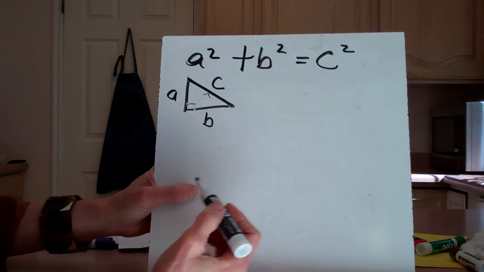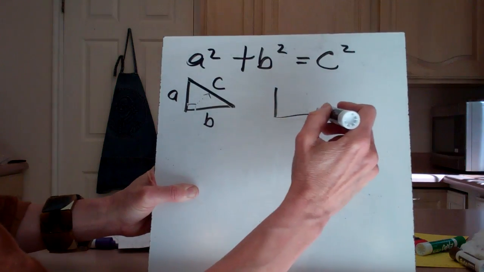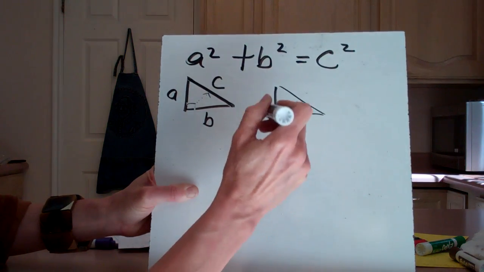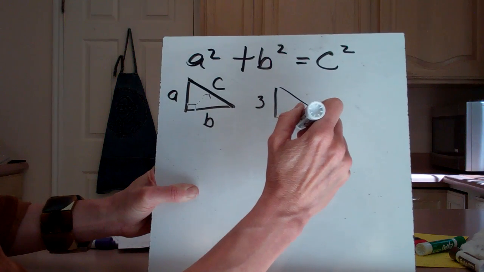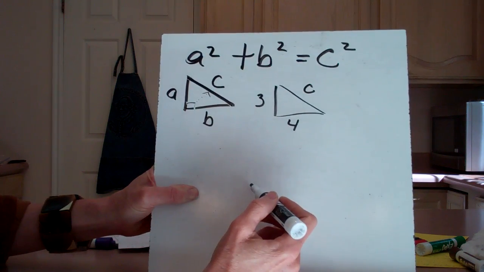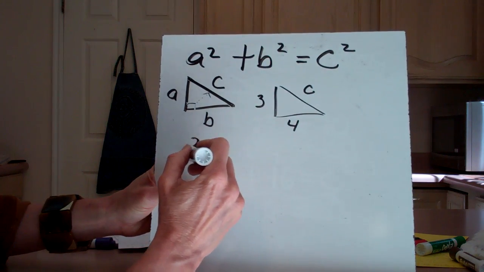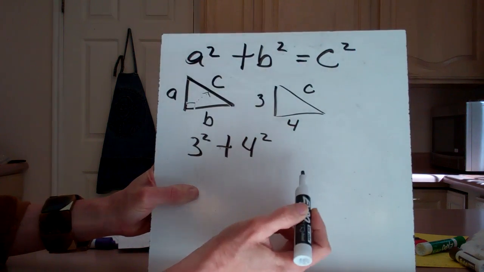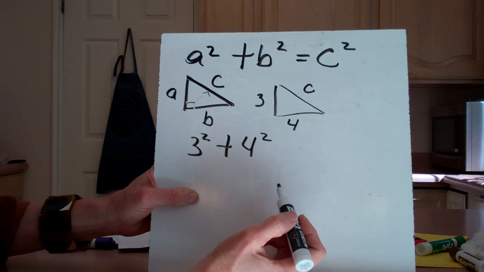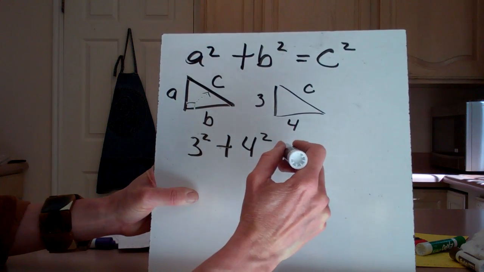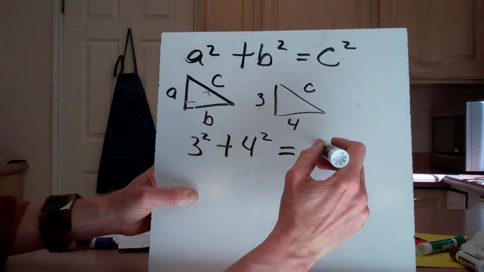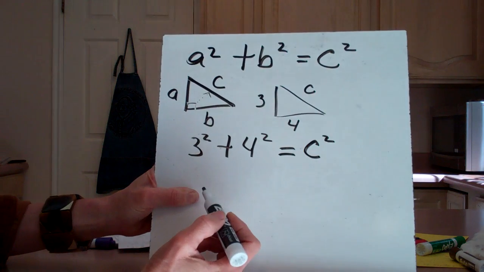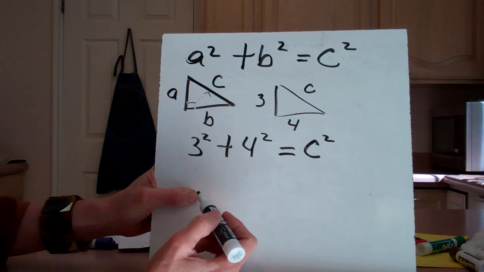Let's try an example. Let's say that we're given a triangle and its legs are 3 and 4, and we're solving for c. So we would say 3 squared plus 4 squared. It doesn't really matter which comes first, or which is a and b, as long as we know the hypotenuse, or c, is always on the other side of the equal sign of this equation.